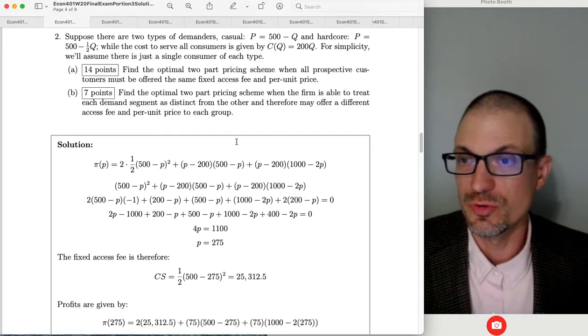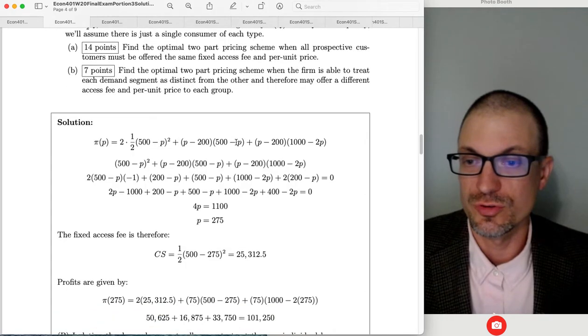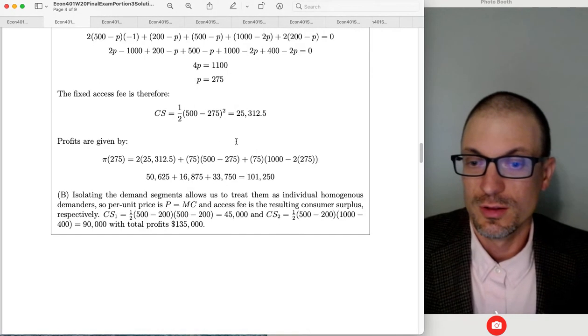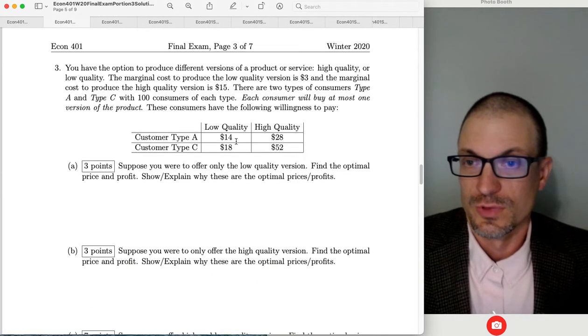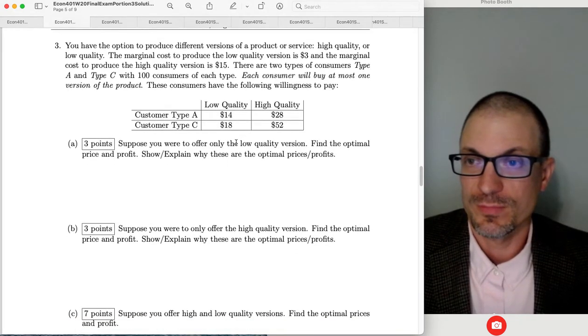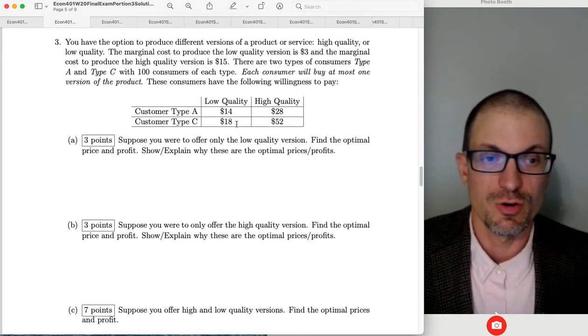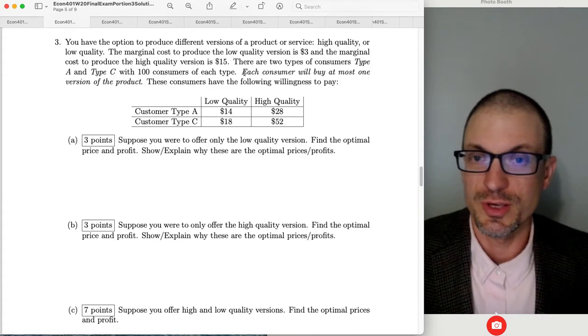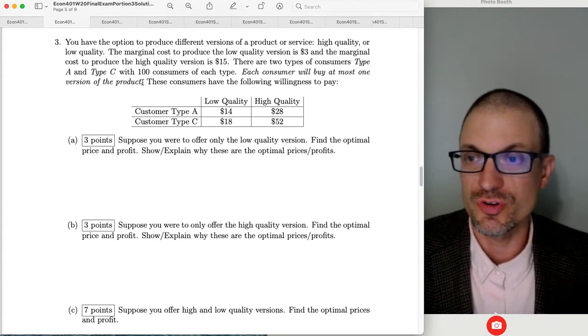All right, so this was a 2-part tariff question. Question 2, 2-part tariff question. This was a second degree price discrimination question. You could tell this because each consumer buys at most one version of the product.